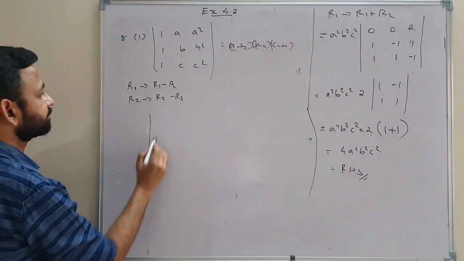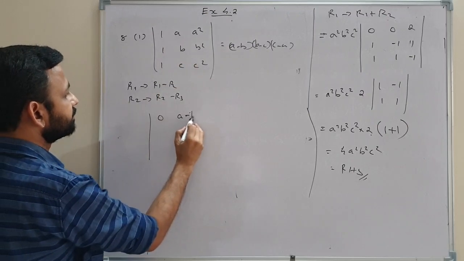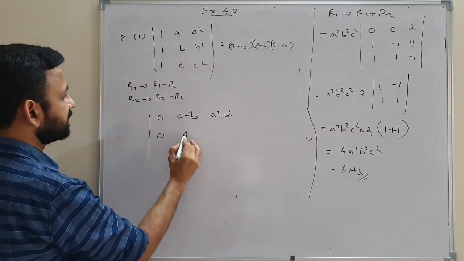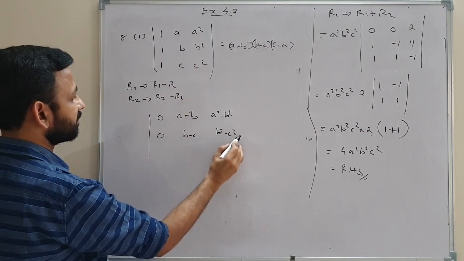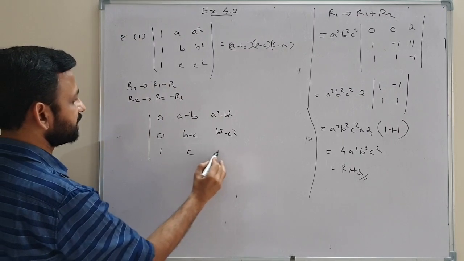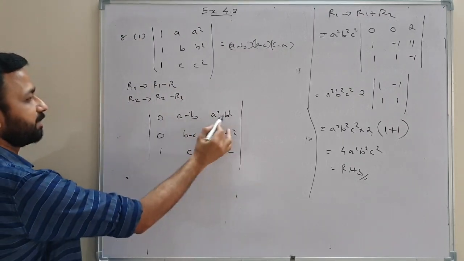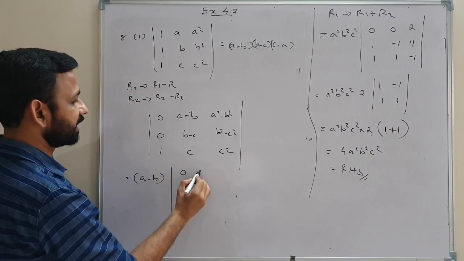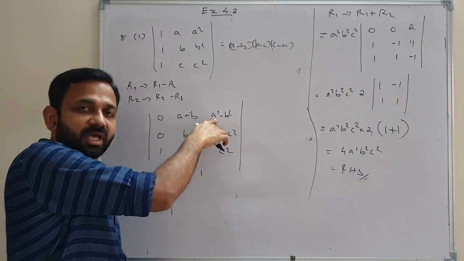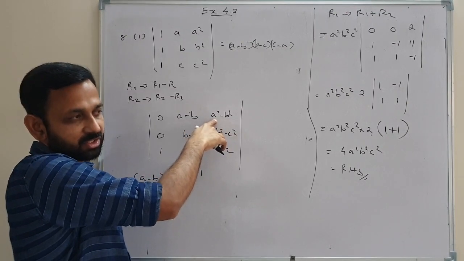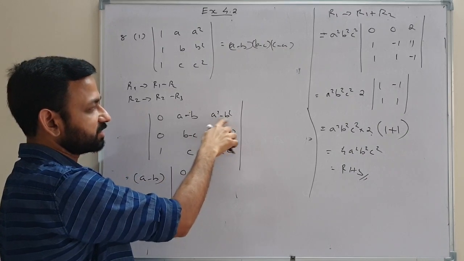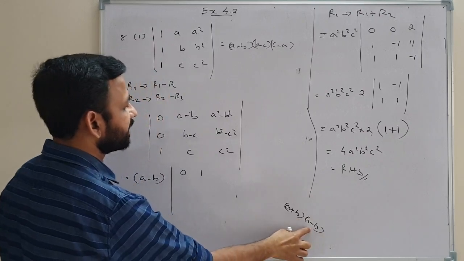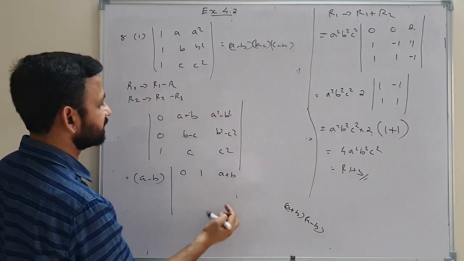1 minus 1, 0. A minus B. Then A square minus B square. Then again 1 minus 1, 0. B minus C. Then B square minus C square. R3 will be same 1 C square. And here A minus B outside from first row. So here 0 and here 1. A square minus B square is A plus B into A minus B. So when we take A minus B outside from A square minus B square, A square minus B square is A plus B into A minus B. So when we take A minus B outside, then A plus B remains.